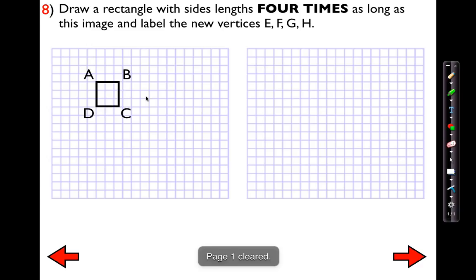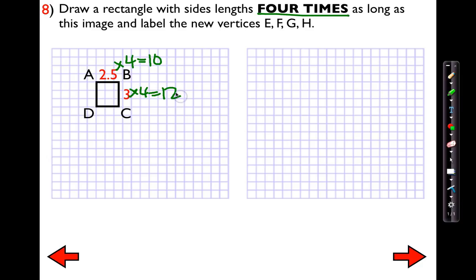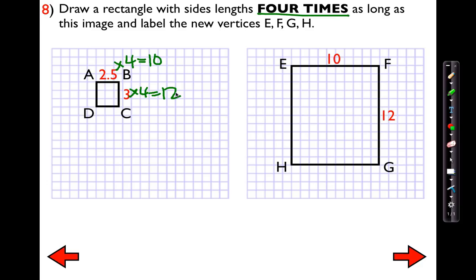Number 8, draw a rectangle with side lengths 4 times as long as this image and label the new vertices E, F, G, H. Go ahead and pause the video and try this one by yourself. So first, it's important to understand the dimensions that we currently have, which is 2.5 by 3. So since they're asking us to do it 4 times as much, we're going to do 2.5 times 4 and 3 times 4, which is going to give us 10 and 12. So that is the shape we're going to create, a 10 by 12. And we're going to label it E, F, G, H.